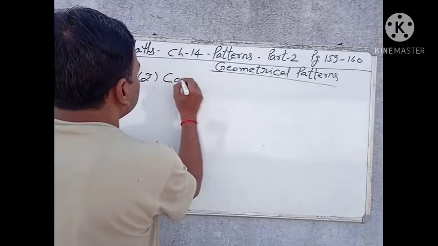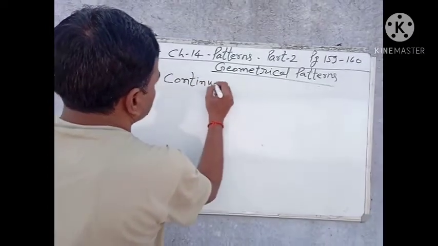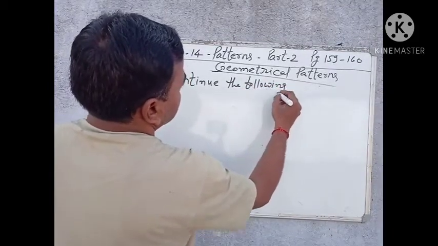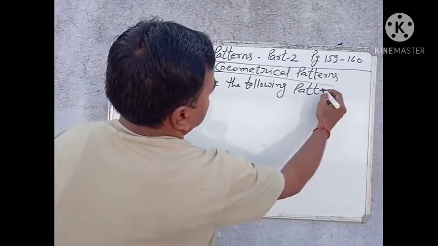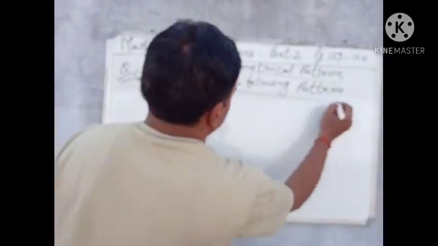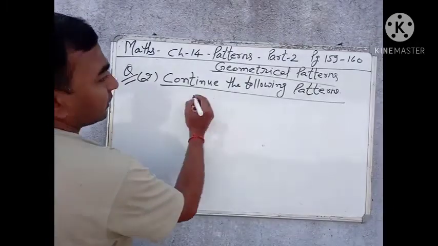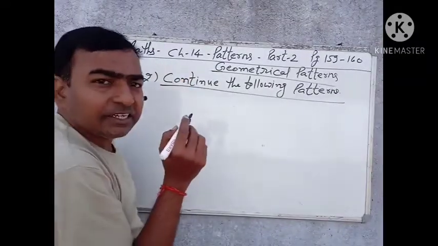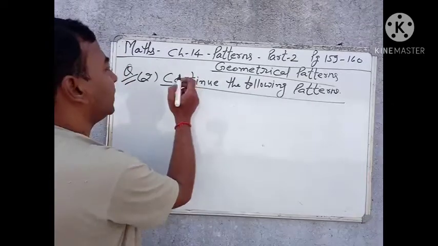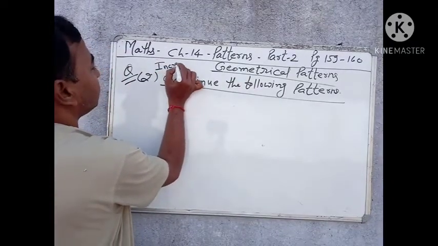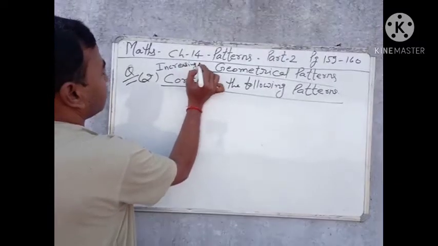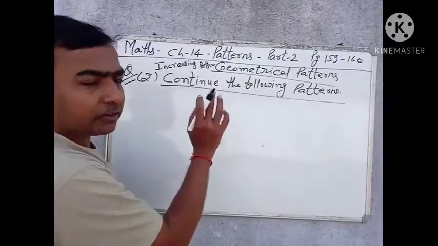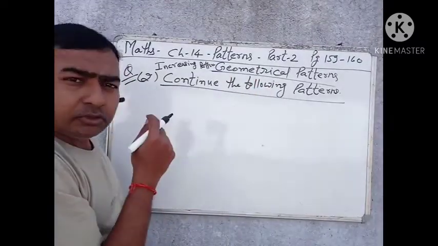Question number 2 is: continue the following patterns. Actually, we can say that this is an increasing pattern. We are studying about increasing geometrical patterns. Okay, so I am going to draw some shapes.